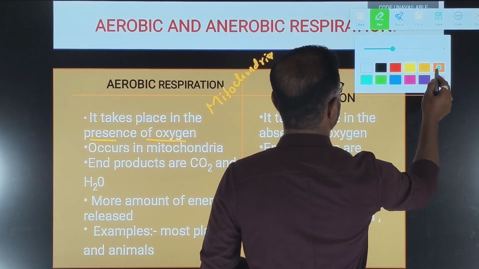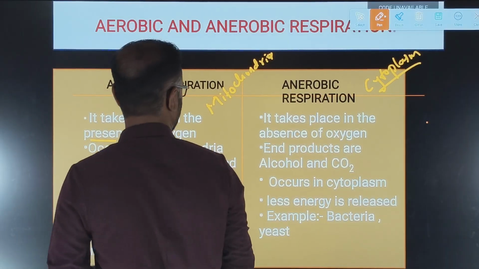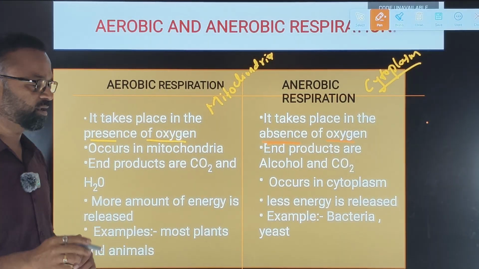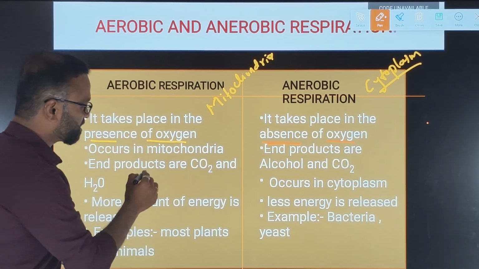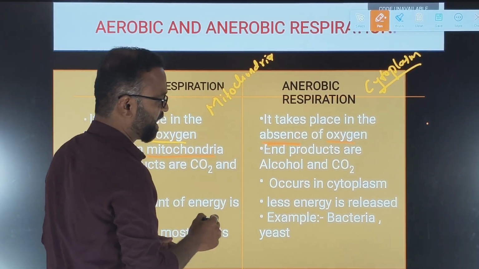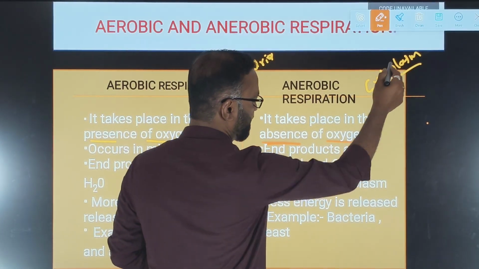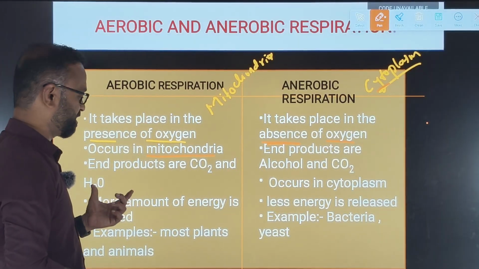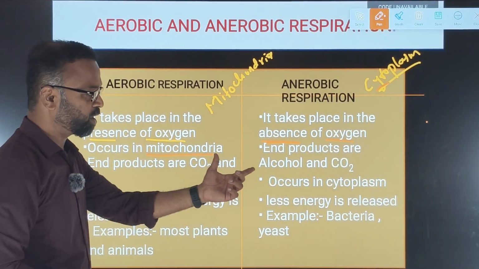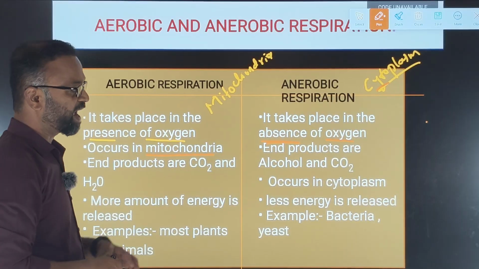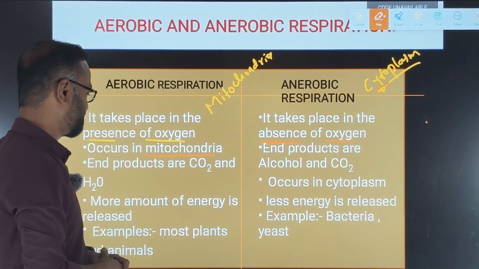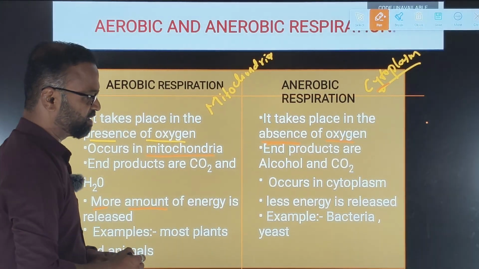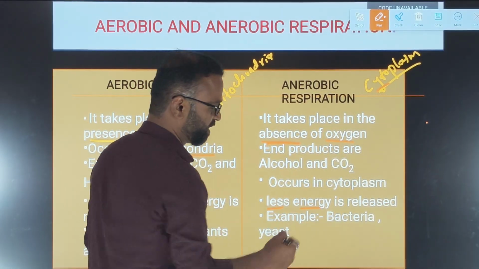Anaerobic respiration means what? It takes place in the absence of oxygen. That is one difference. This occurs in the mitochondria and this occurs inside the cytoplasm of the cell. And the end products are carbon dioxide and water. Here, alcohol and carbon dioxide, and lactic acid in the muscle cells. So here more energy is released, here less energy is released.